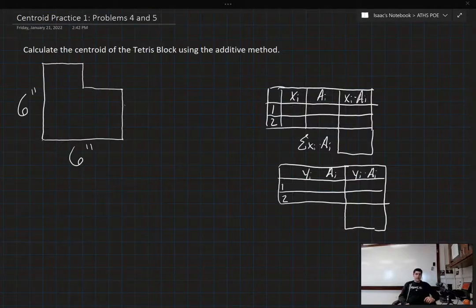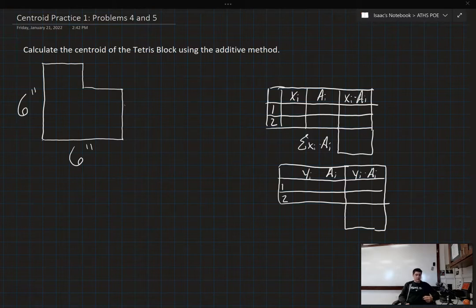Hey guys, today we are going to do another Centroid example problem. We're going to be doing problem number 5 from Centroid Practice number 1. Problem number 5 is the same problem as problem number 4, but we're using a method called the subtractive method here. So let's go ahead and take a look at this problem.